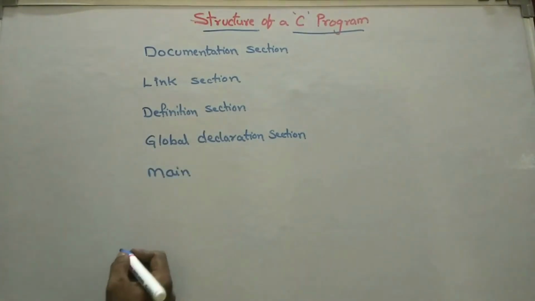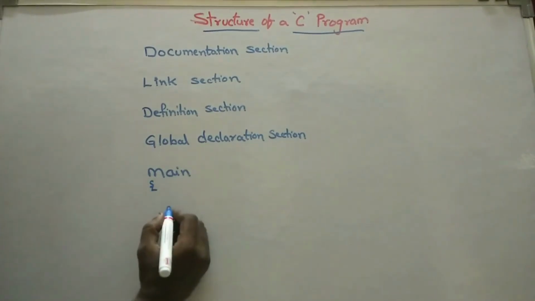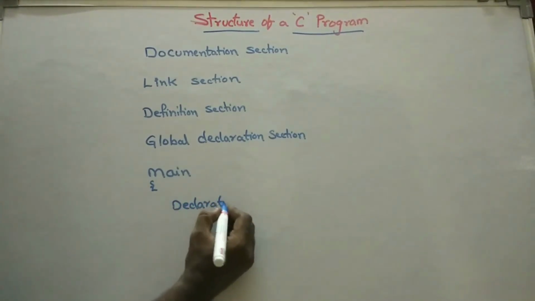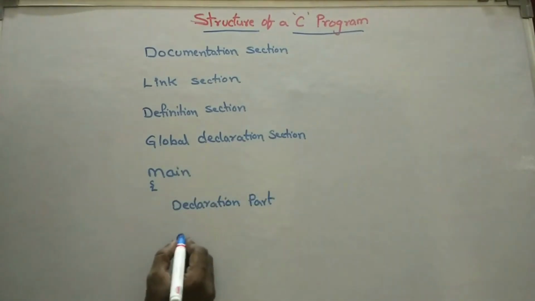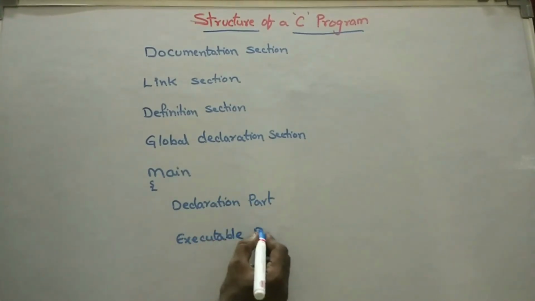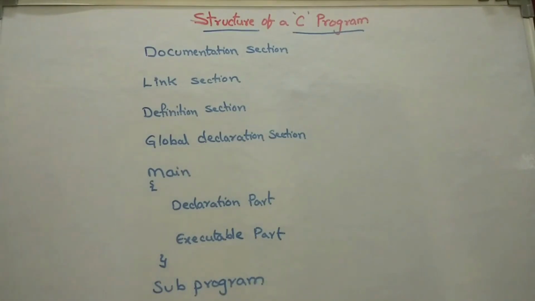We have the main section. Again, the main has two parts. One is the declaration part, and the second one is the executable part. That is, the entire main method has two parts, and the last one is the subprogram section. This is the main structure of a C program.